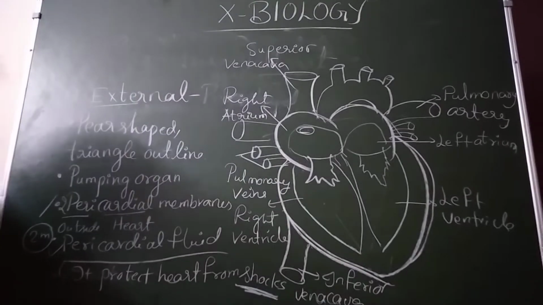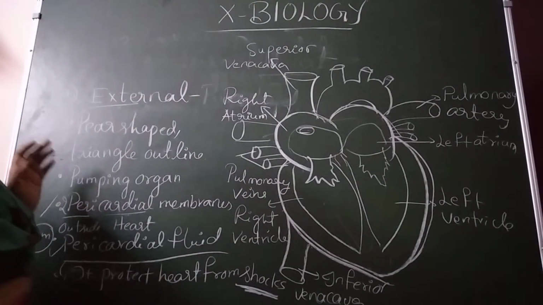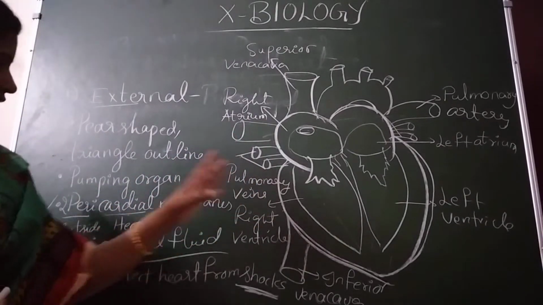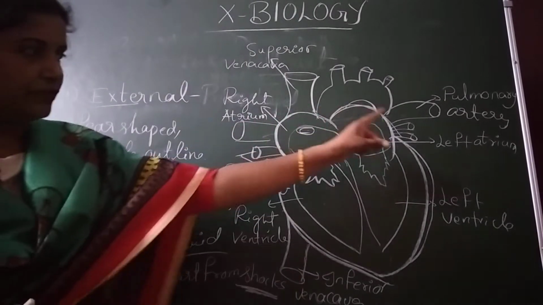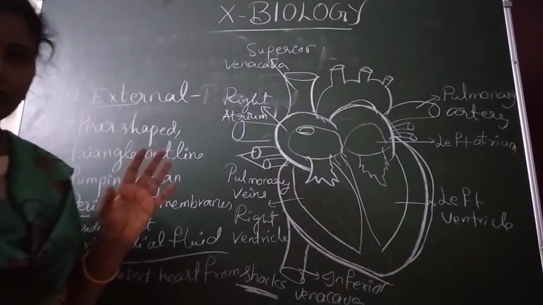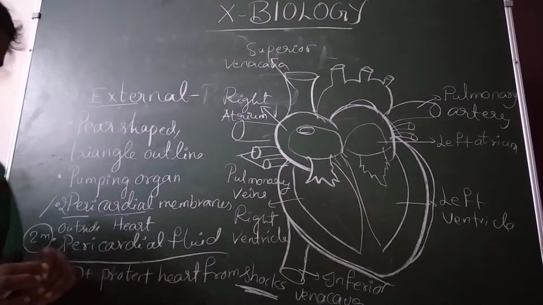Okay, shocks. This is about the external structure. Very simple. External structure, pear shaped structure, right? So triangle in outline, it will be triangle in outline. Then it is a pumping organ. It pumps the blood to different parts of the body.